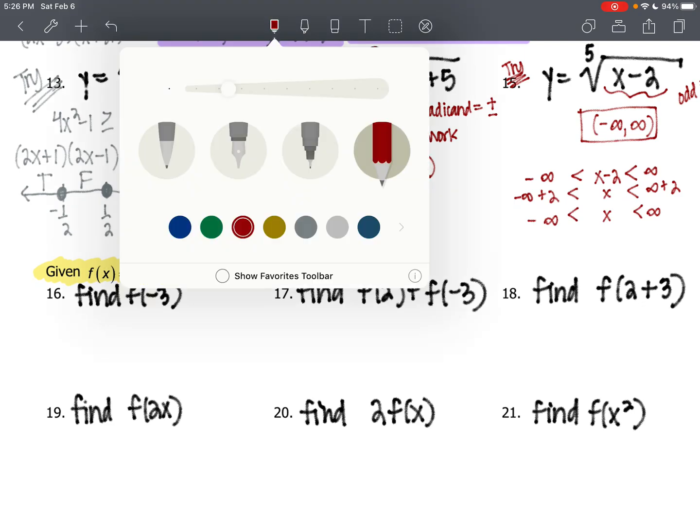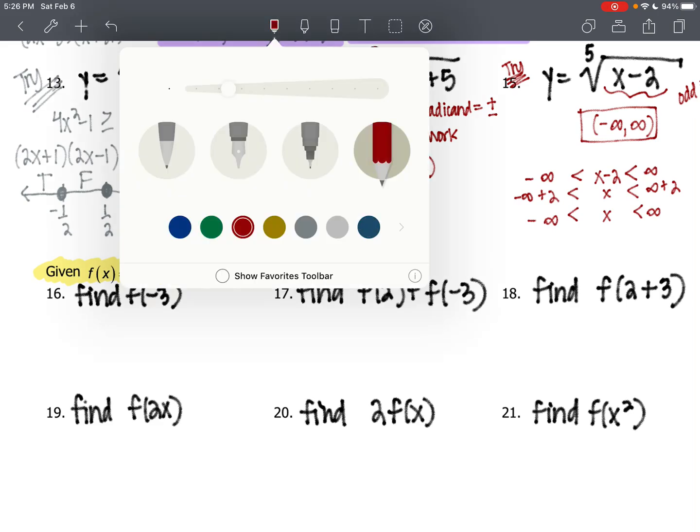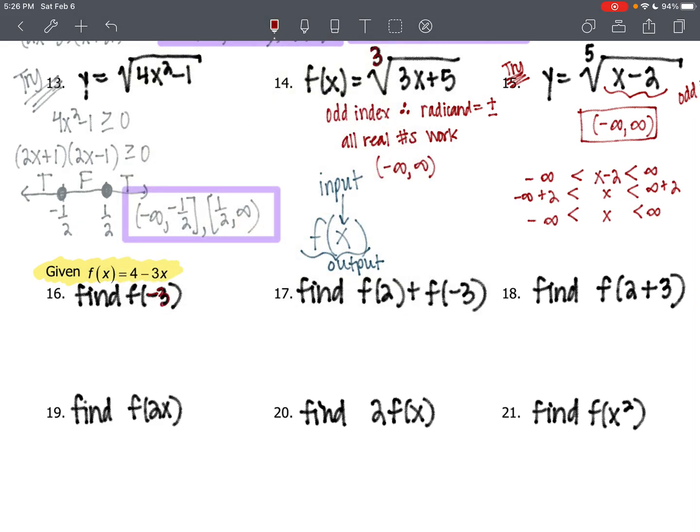What that means is everywhere you see an x in the function, that would be your input. Let me just write that here. So this is your input. X is your input, and f of x is your output. Everywhere you see the input of x, you're going to replace it with a negative 3. So that's what this means.